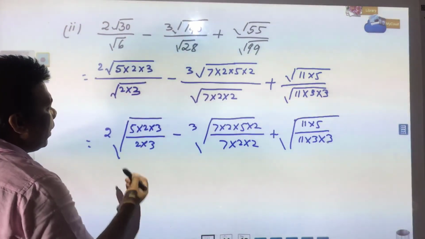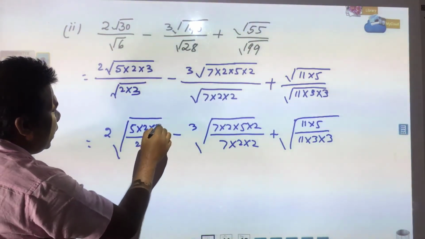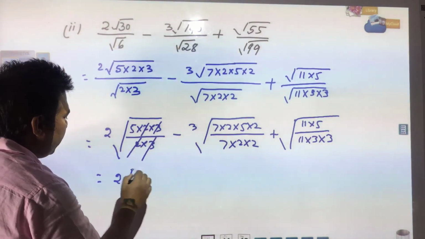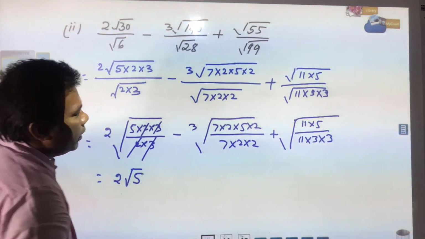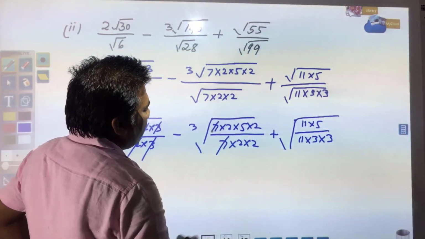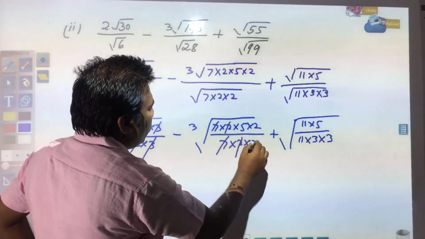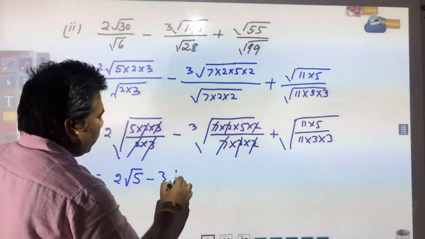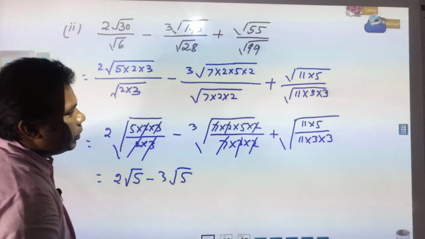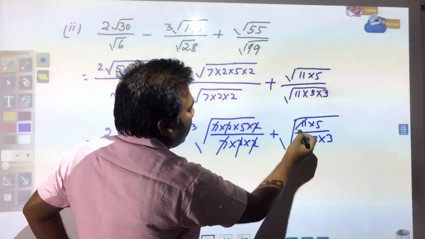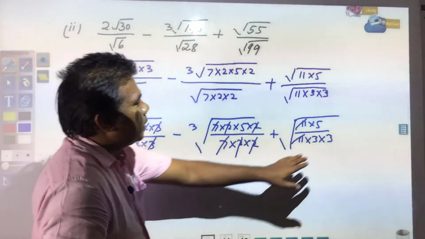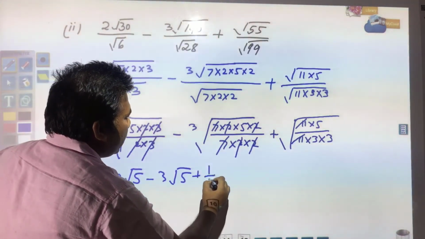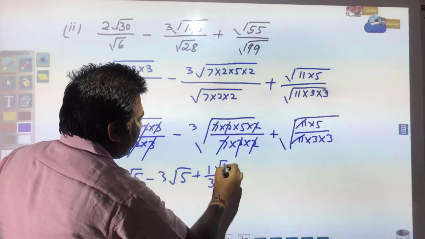Now, whatever can be cancelled, you cancel this. 3 and 3 got cancelled, 2 and 2 got cancelled, 2 root 5 you got over here. Then 7 and 7 got cancelled, 2 and 2, 2 and 2. So, you are left with minus 3 root 5. Next you have 11 and 11 got cancelled and this 3 can be taken out. So, this will be plus 1 by 3 root 5.